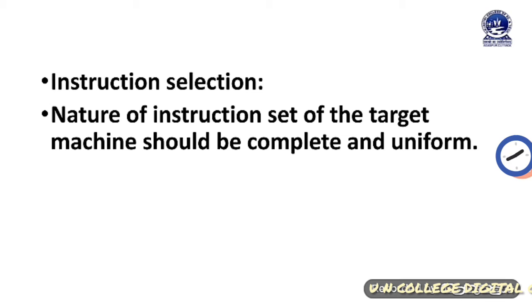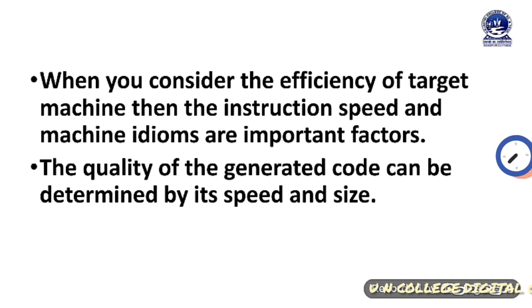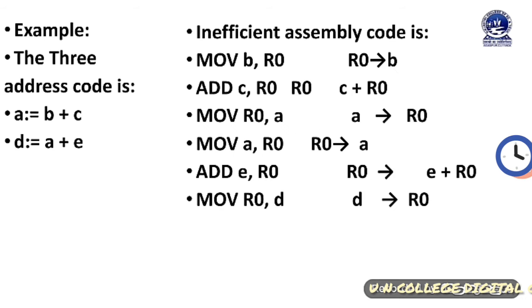Instruction selection. The nature of the instruction set of the target machine should be complete and uniform, because it is very much important. It is the final phase of compilation, and after that execution will be performed on the code generated by the code generator, and for that reason instruction selection is very important and must be considered. When we consider the efficiency of the target machine, then the instruction speed and machine idioms are important factors. The quality of generated code can be determined by its speed and size, obviously.